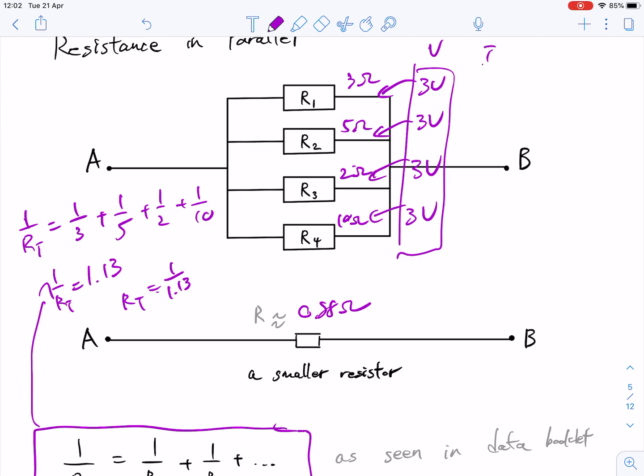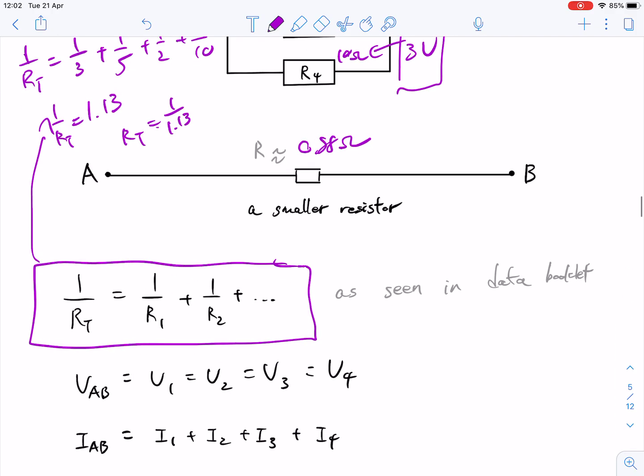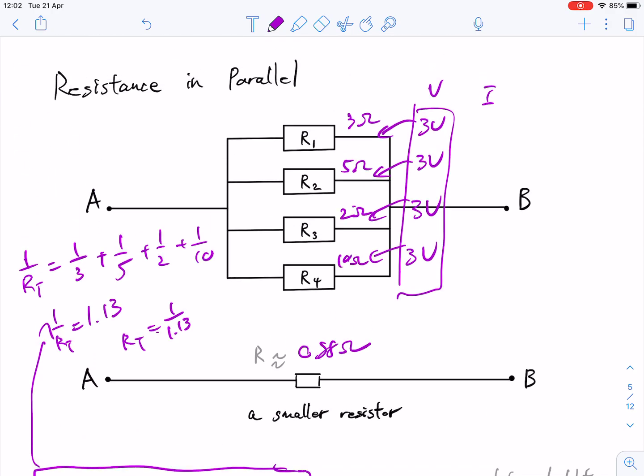Now the current, we can add together. So to calculate the current, I is V over R. So this is just going to be 1 amp, 3 over 5 is 0.6, 3 over 2 is 1.5. And 3 over 10 is 0.3 amps.